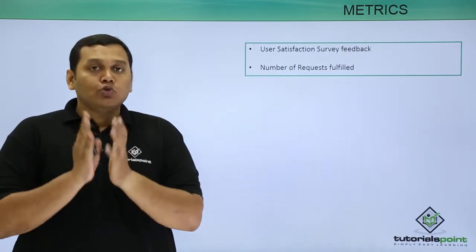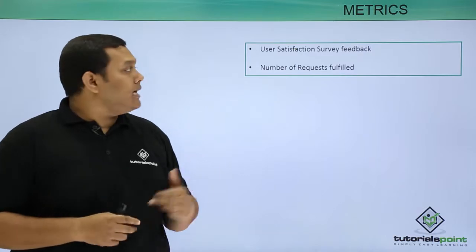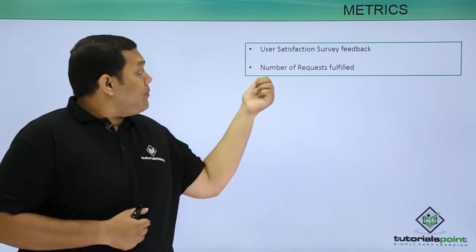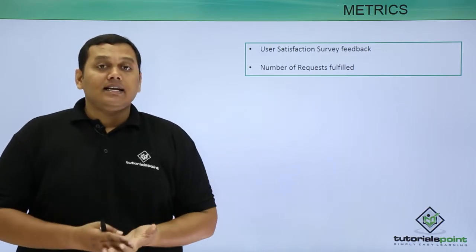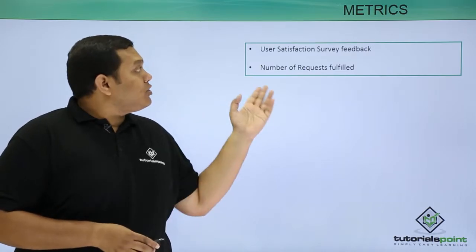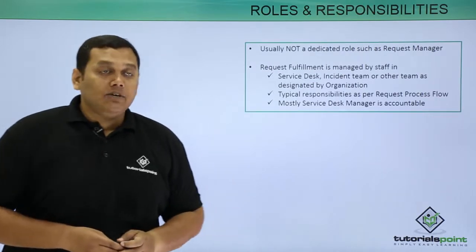That means these are the two key metrics in request fulfillment: that we get satisfaction survey feedback from the user, as well as how many requests are fulfilled, which is also considered the number one, or key, metric in request fulfillment. So coming to roles and responsibilities in request fulfillment.